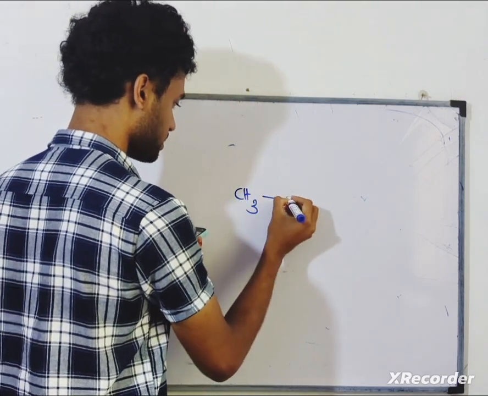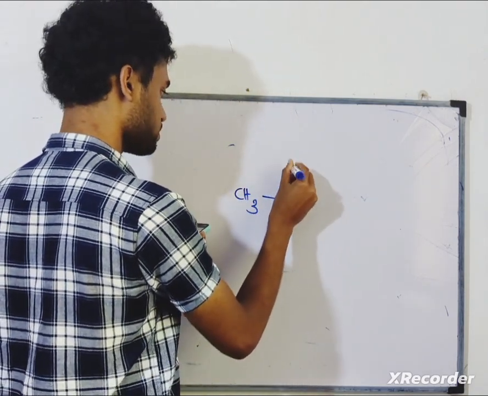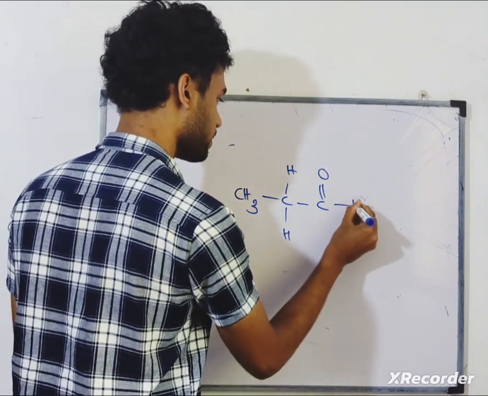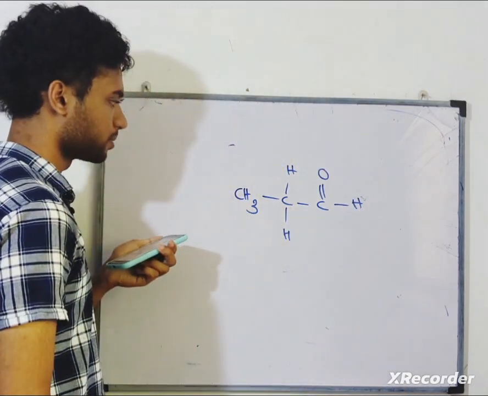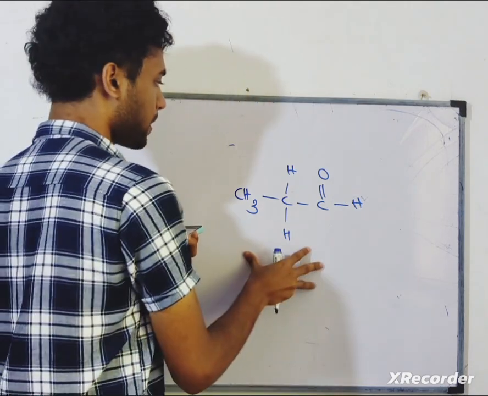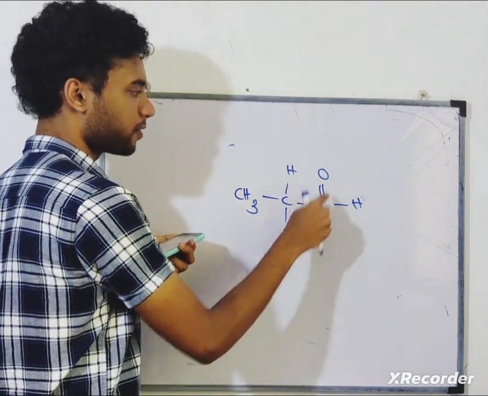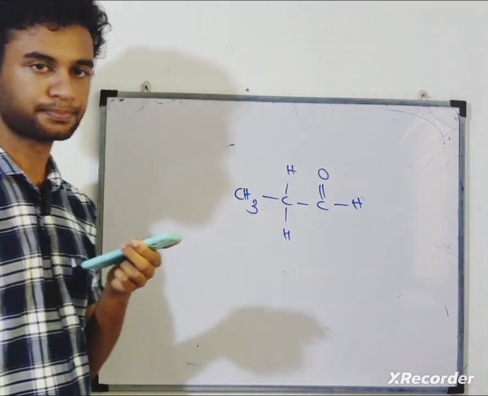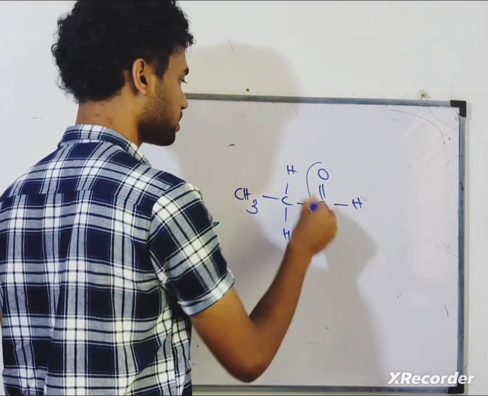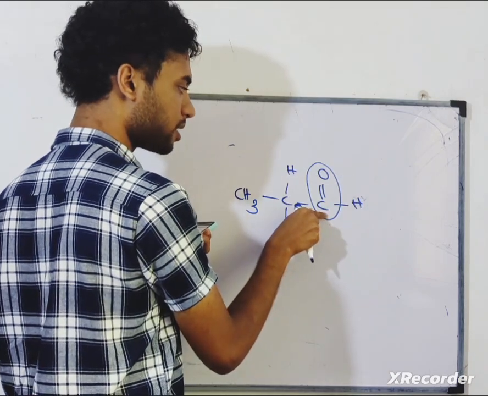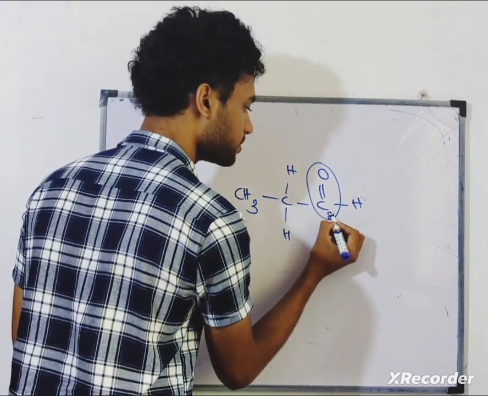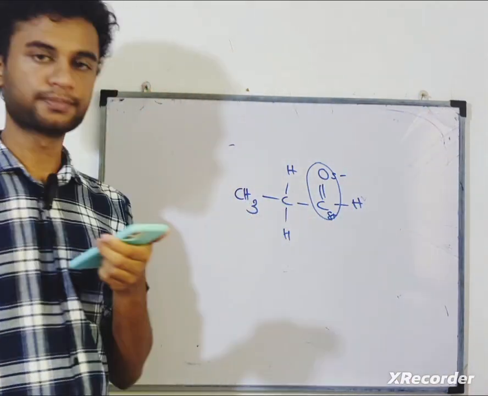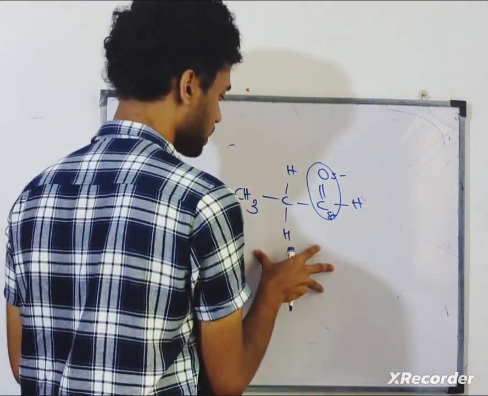CH3 CH2 C double bond O H is the 4th compound. What is this carbon called? Carbonyl carbon. The carbonyl group. This has delta positive, this has delta negative because electronegativity of oxygen is greater than carbon. That clear?